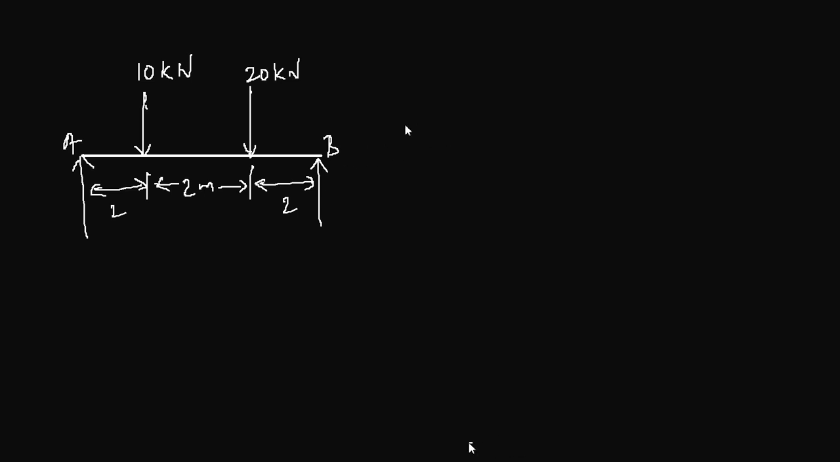So the total load is 10 plus 20, that is 30 kilonewton. Now, in order to calculate the reactions at A and B, you take moment about either point A or point B. I'm taking moment about A.